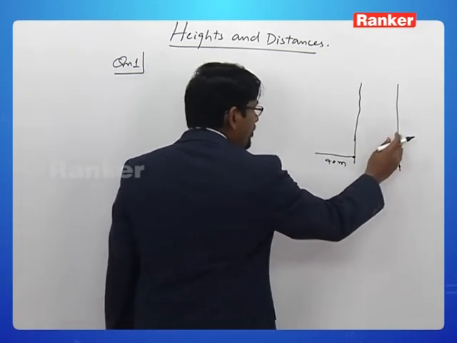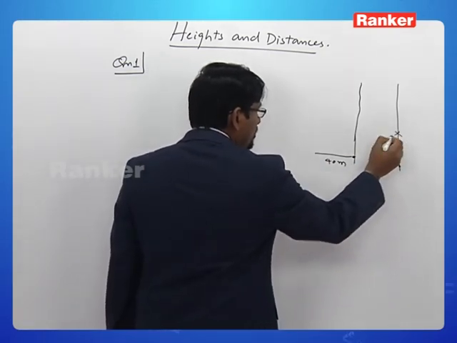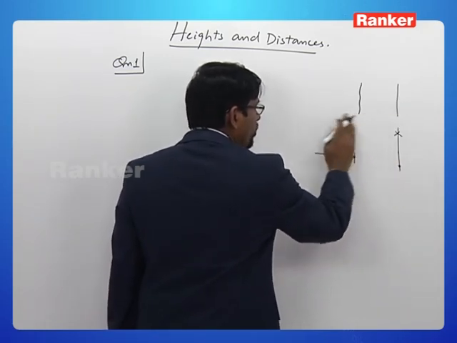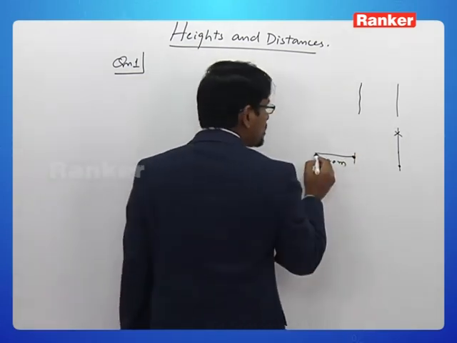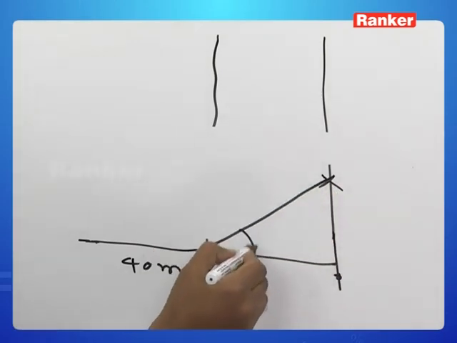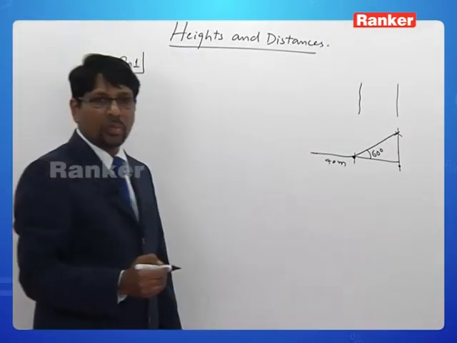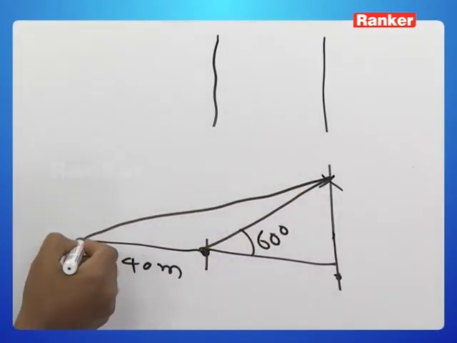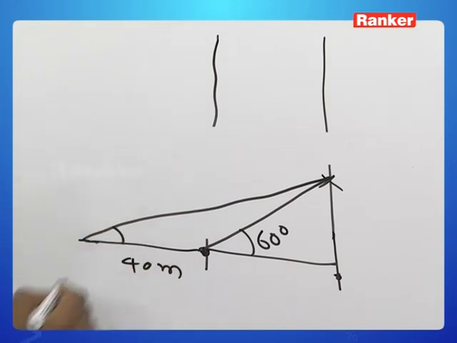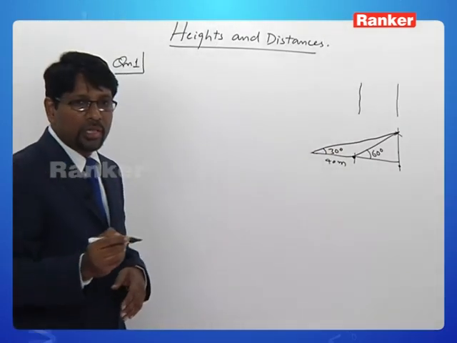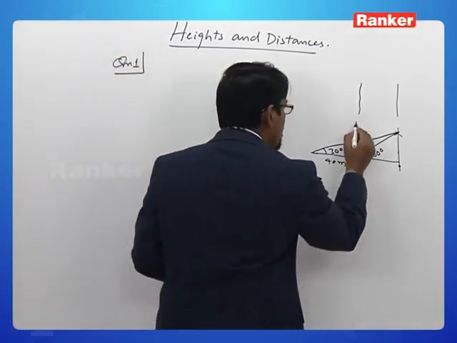So let's put it this way. Let us say this is the top of the tree on the other bank. This is the bank here. This angle of elevation is 60 degrees. When the person moves 40 meters away, the angle of elevation will have to be reduced. So that is 30 degrees now. Now what we want is the breadth of the river. This is the breadth of the river.